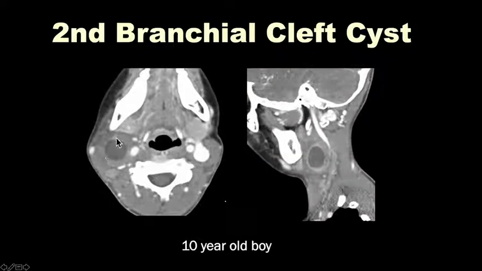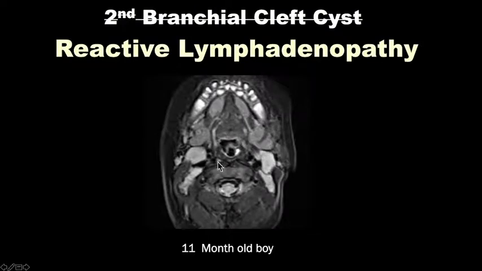So this is the most common location for second branchial cleft cyst, and the second branchial cleft cyst is the most common subtype, but more often what we're going to see in this location is lymph nodes. And we'll see this every day in pediatrics because they have a lot of reactive lymph nodes. Here in a healthy 11-month-old boy on axial T2 weighted image, we see these level 2 nodes, 2 of which are positioned perfectly between the submandibular gland and sternocleidomastoid muscle.